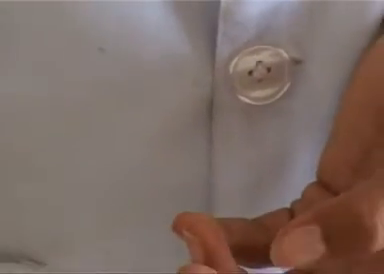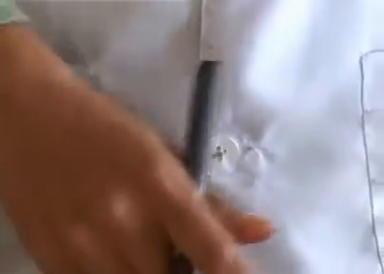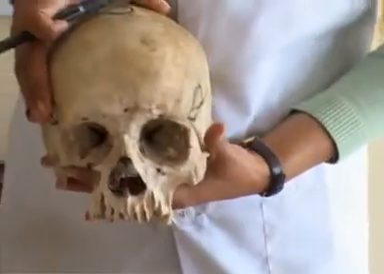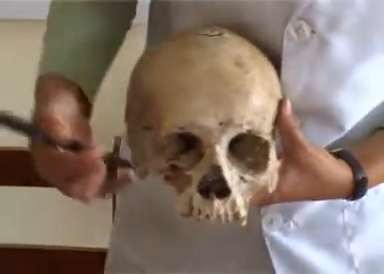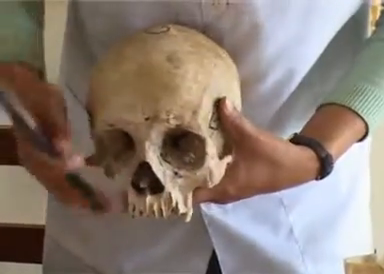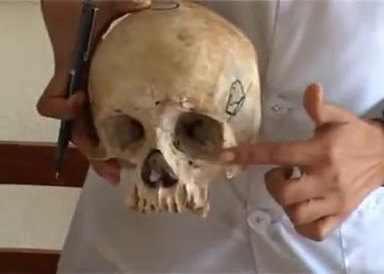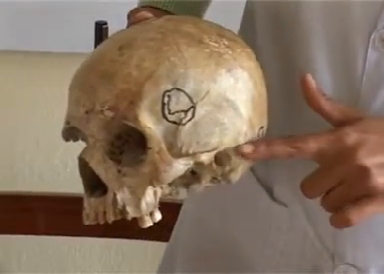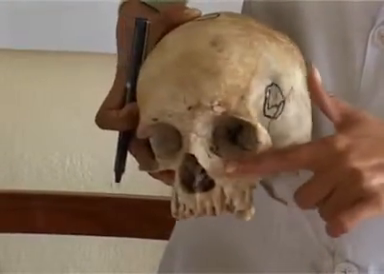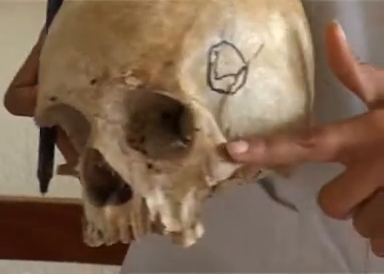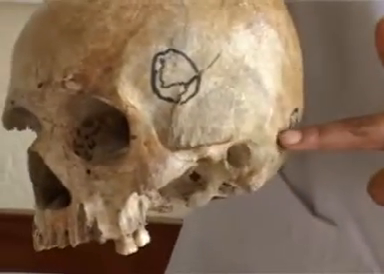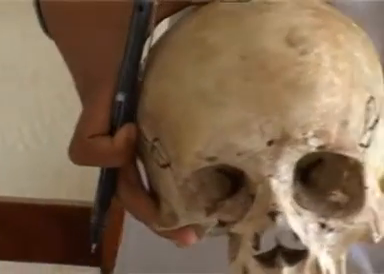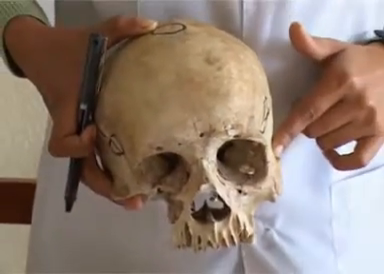The anatomical position of skull. The lower margin of the orbit and upper margin of external auditory meatus. A plane passing through lower margin of orbit and the upper margin of external auditory meatus is the Frankfurt plane. And this is the anatomical position of skull.